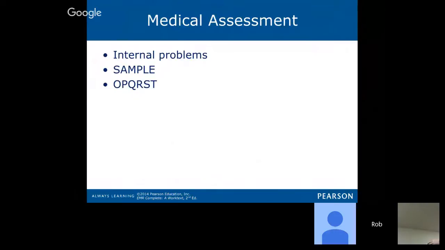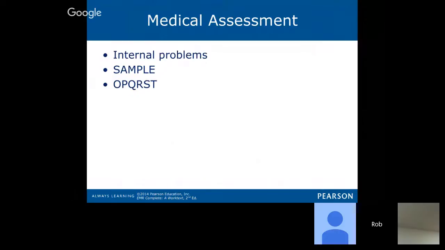So, medical assessment, internal problems. We're going to talk about the SAMPLE and OPQRST history. Hopefully, go over and we will. So, what is SAMPLE history without seeing it there? What's SAMPLE history? Start with S. What's S? Symptoms and signs. Okay. What's A? Allergies. Okay. N. Okay. P. Okay. L. Okay. E. All right. Good job, guys.